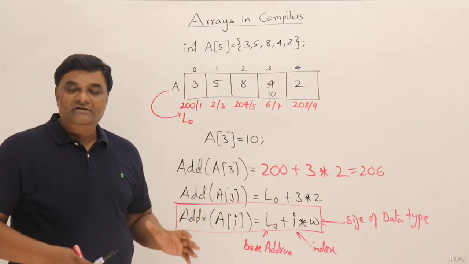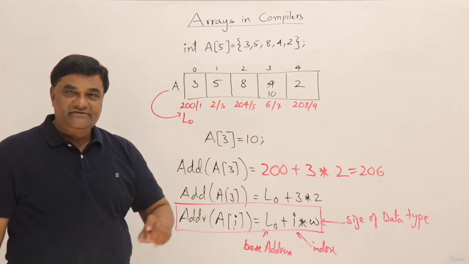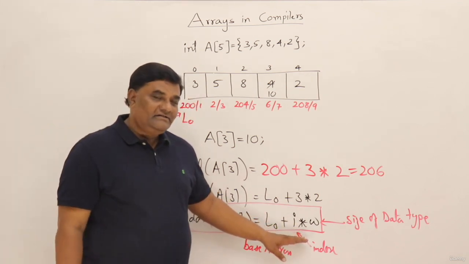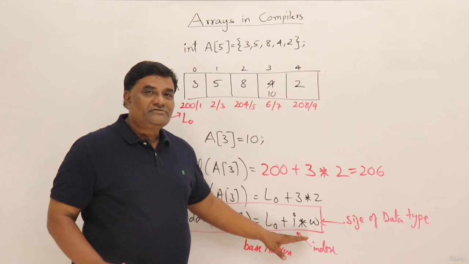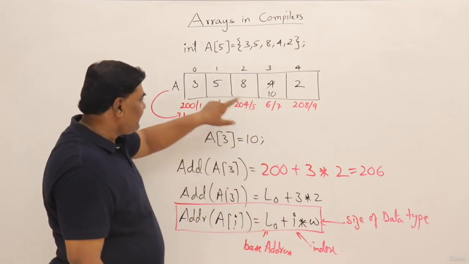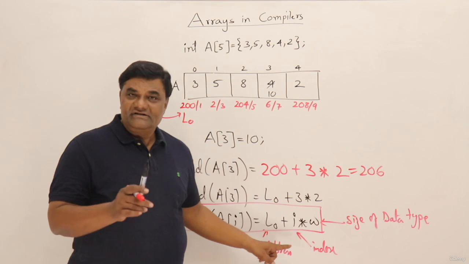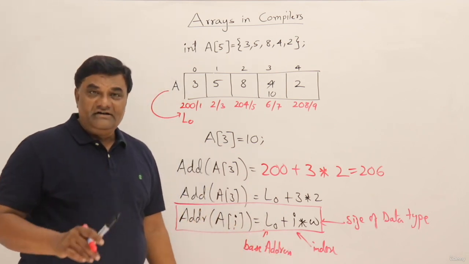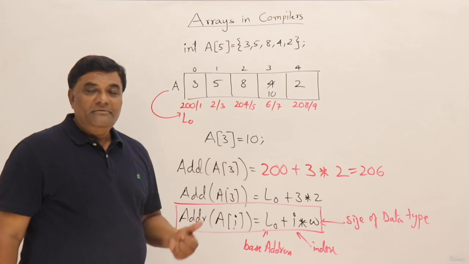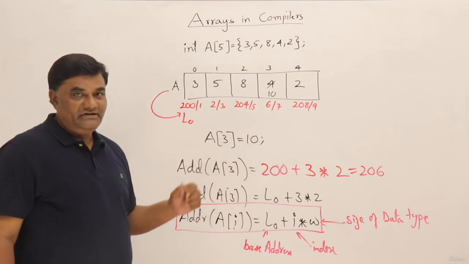So here we have learned how a compiler generates the formula. So this is a formula for address, and this is not actual address. So this is a logical address. And this is not a direct address. This is related to base address. So this is also a relative address. So the formula is a relative formula based on base address of an array.